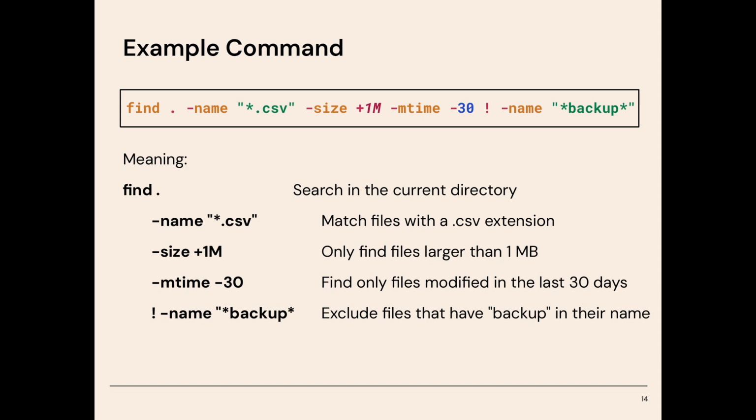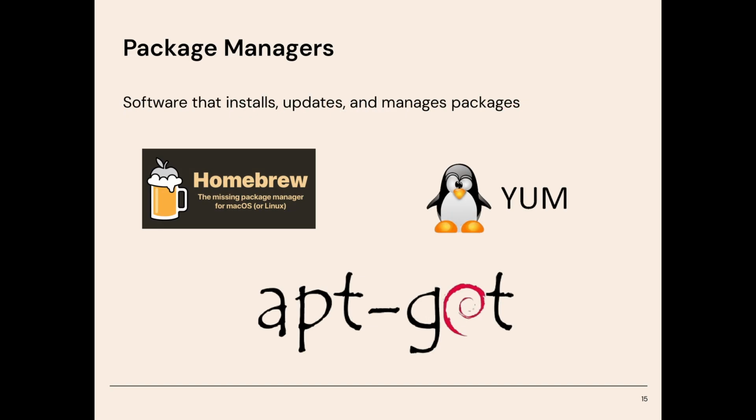Where do commands come from? Many basic commands are built into the terminal itself. Those you can use without installing them, and they are called built-ins. Find, for example, the command we just used, is a shell built-in. To get other packages, you use a package manager, which is a tool that automates the process of installing, updating, and managing software packages. On a Mac, you can use Homebrew or Pacman. On Linux, common package managers include apt and yum.